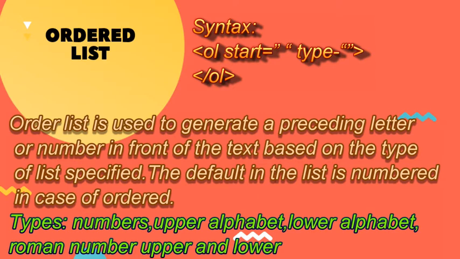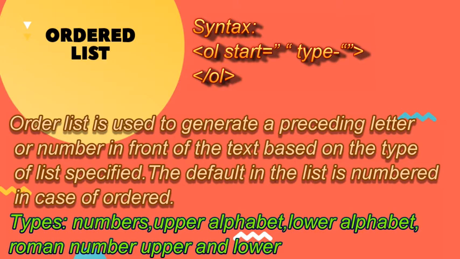Then we have the uppercase alphabet, which includes A to Z, all the uppercase letters. Then we have the lowercase alphabet, that is a to z in lowercase. Then we have lower Roman, that is if you want to write in smaller Roman numbers. And then you have upper Roman, that is writing the list in the form of upper Roman numbers. These are the types available in an ordered list. This way we can write an ordered list.